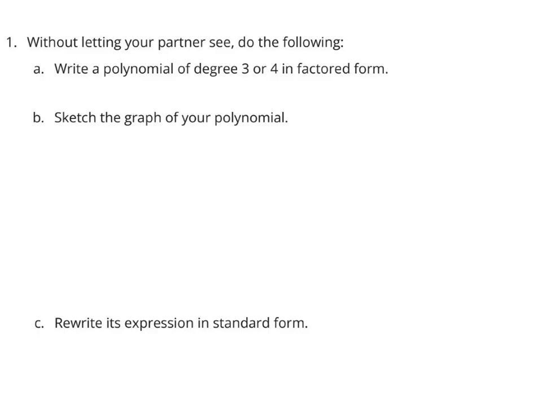Write a polynomial of degree 3 or 4 in factored form. So x plus 1, x minus 1, x plus 2, x minus 2. It doesn't matter which numbers you pick. This is factored form where you have your factors. So whatever your initial is, my name is Justin, so I will put j of x equals this.